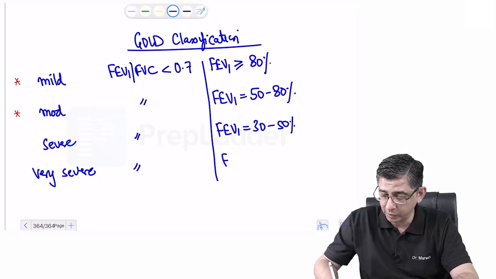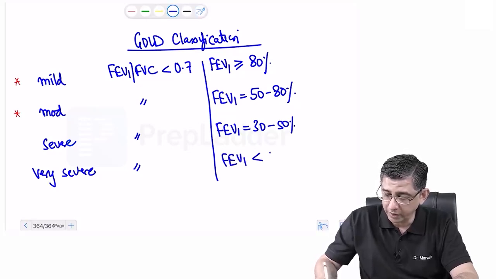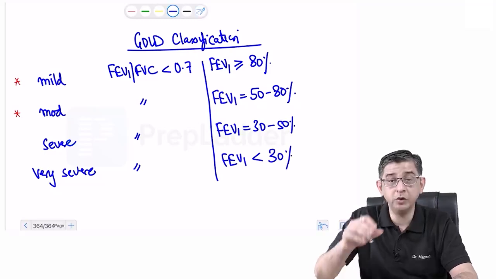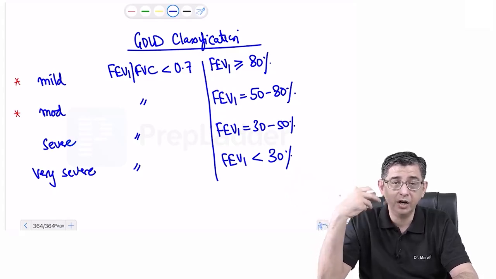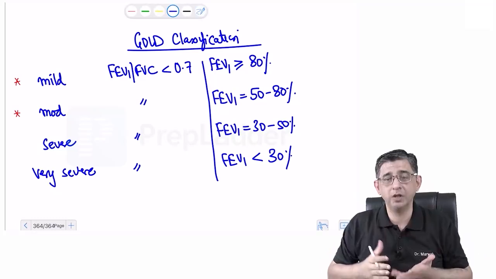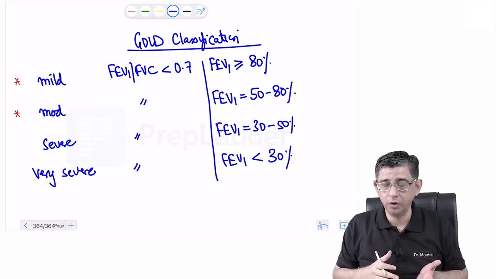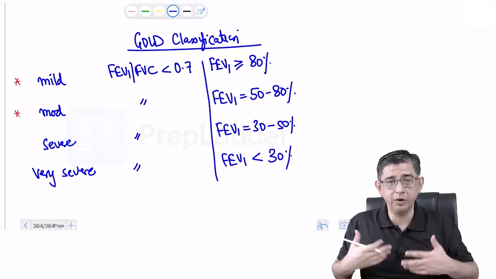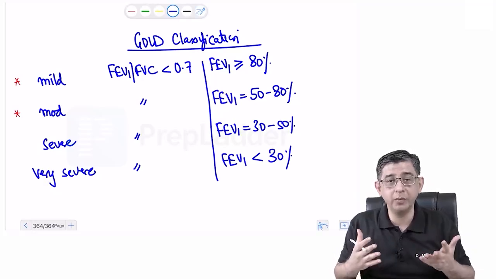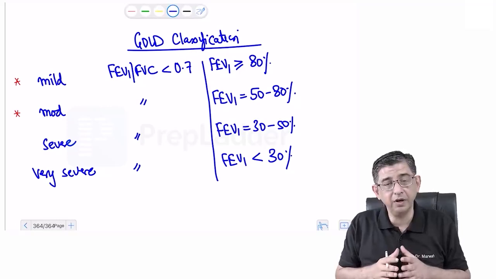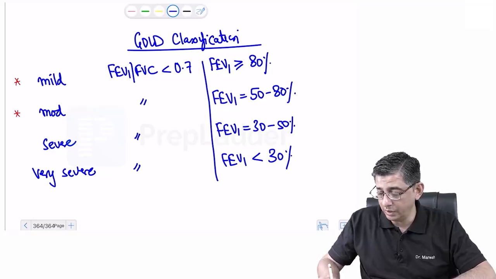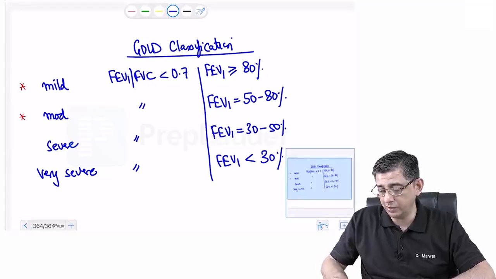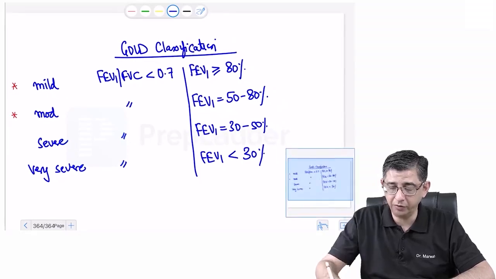variety, remember this, at this point the person will be so breathless that he will not be even able to talk to you. Forget about going to the bathroom or doing anything unassisted. The guy will either talk to you in monosyllables, yes, no, or shake his head, or just try to signal and say, sir, I'm not getting breath, please do something. So very severe is a term which has to be remembered for FEV1 values which are less than 30% for these patients. If they are in the range of 30 to 50%, it would be severe.